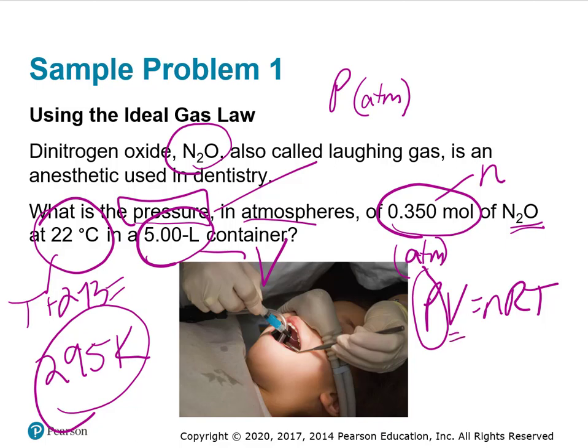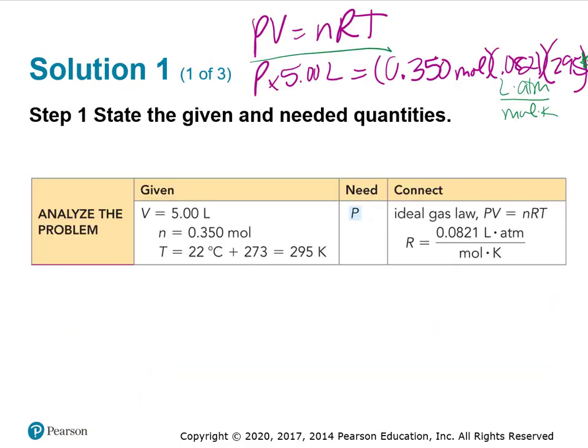We know our volume, we know n, we know temperature, and we're going to use the R that has atmospheres in it. All right, I set it up here. PV equals nRT. We don't know P. We know our volume is 5 liters, equals, this is our n, this is our R. I used the R that had atm in it, and that's our temperature, 295 Kelvin. Now notice how our liters and liters will cancel from that R. The moles and the moles will cancel, and the Kelvin and the Kelvin will cancel. So the only unit left will be atm, which is what we're looking for as our pressure.